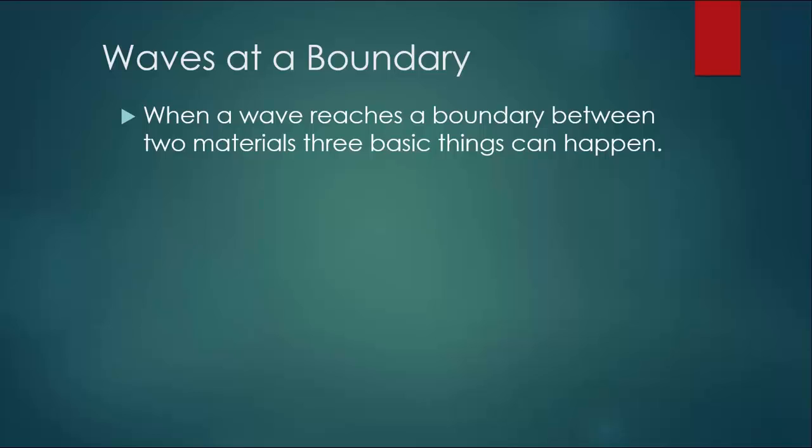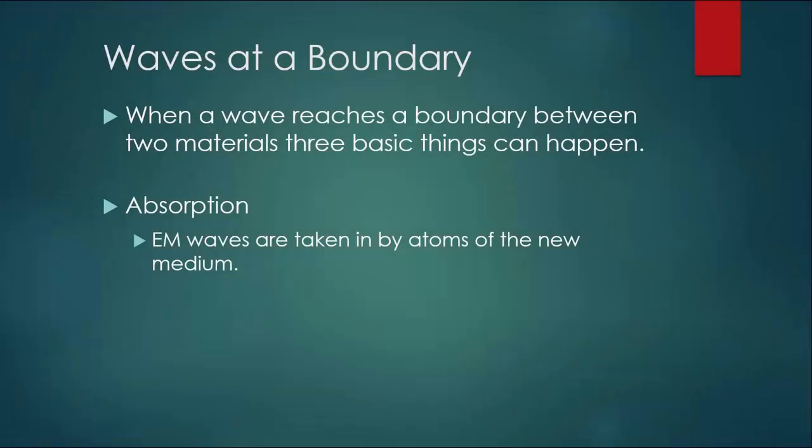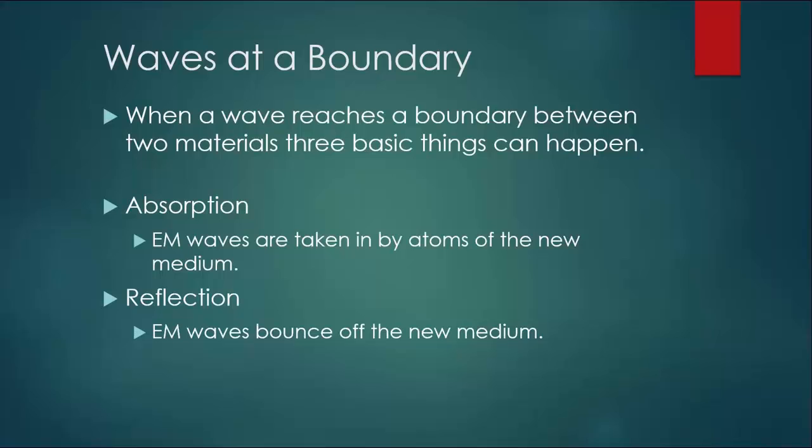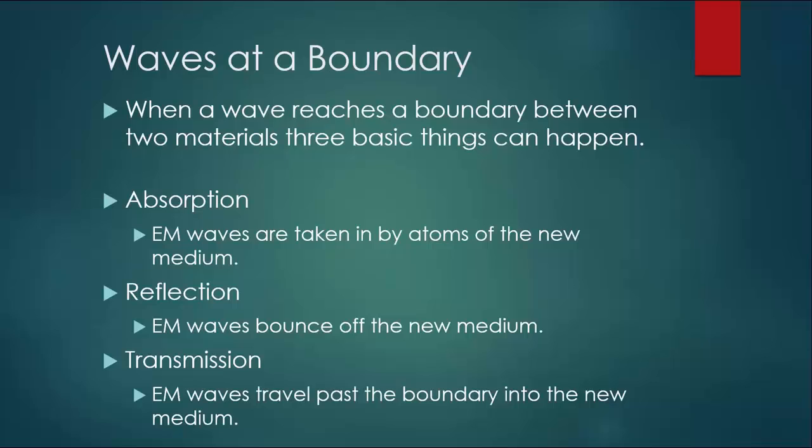When a wave reaches a boundary between two materials, there are three basic things that can happen. The first is absorption. That is, the electromagnetic waves are taken in by the atoms of the new medium. Another thing that can happen is reflection. That is, the electromagnetic waves can bounce off of the new medium. The last thing that can happen is transmission. This is when the electromagnetic waves travel past the boundary into the new medium.